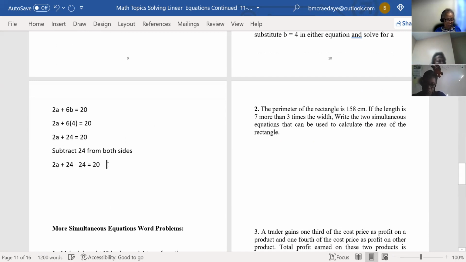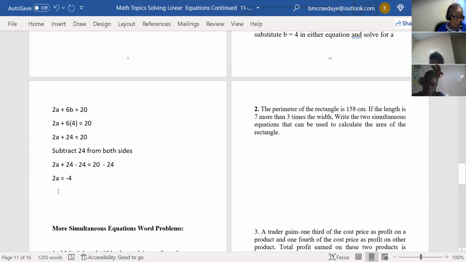So what do we get on the left side, Maureen? 2a plus 24 minus 24. What do you get? You just get 2a, right? Because plus 24 and minus 24 is 0. So 2a, and what's 20 minus 24, Maureen? 4. Plus or minus? A minus. That's a minus 4, right?